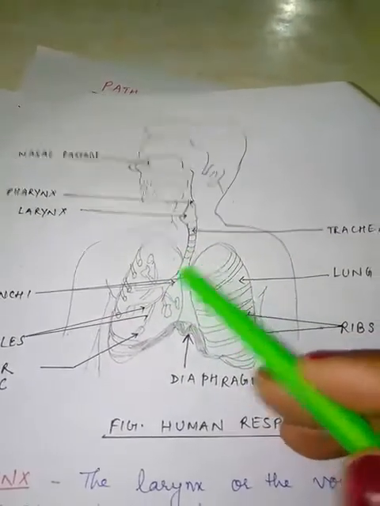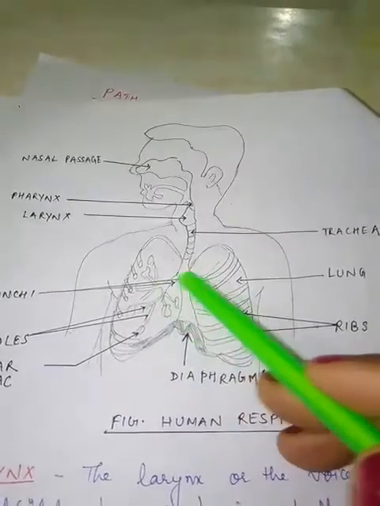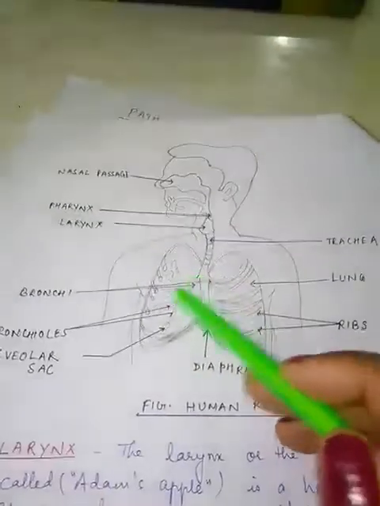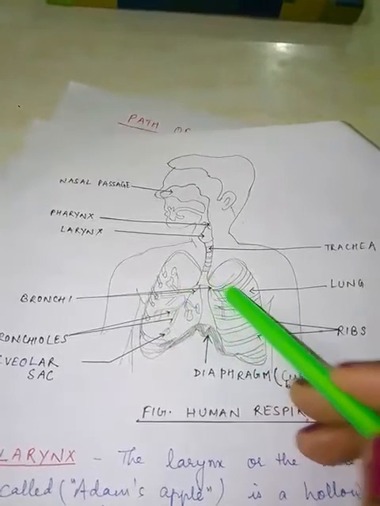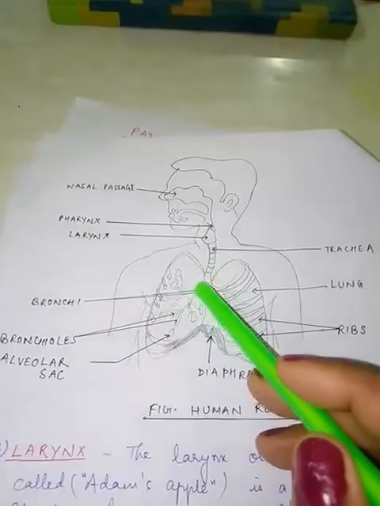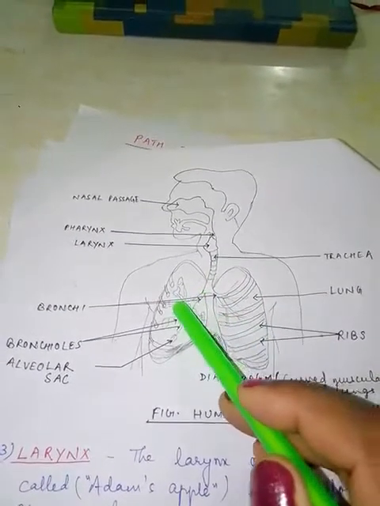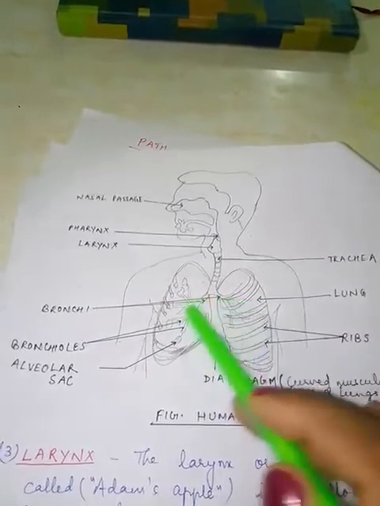So children, in this diagram you can see it. This trachea, as soon as it reaches the lungs, has been divided into two bronchi, isn't it? And each bronchus enters its respective lung.